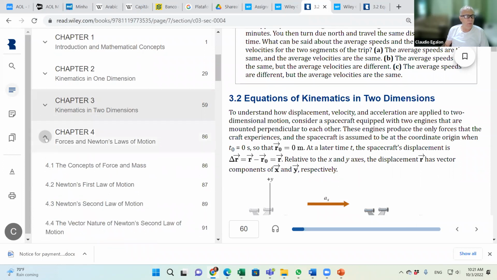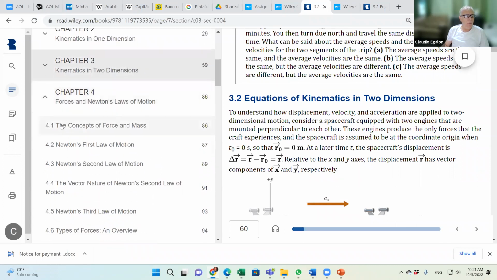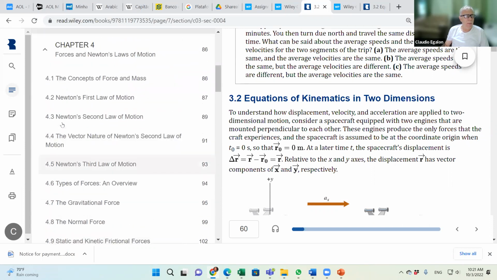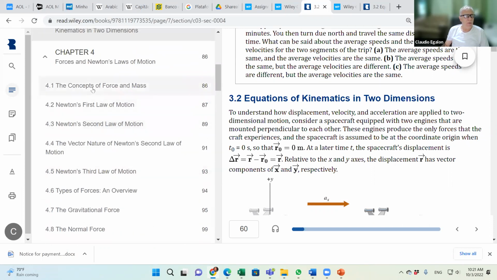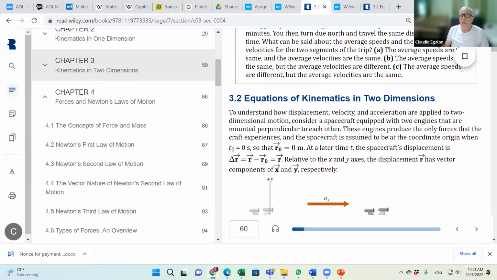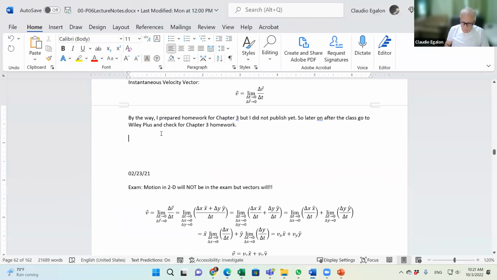So what I want to do now is to talk about chapter 4, start with chapter 4. Okay? Concept of force and mass, Newton's first law of motion, Newton's second law of motion, third law, and types of force. Let us start with chapter 4 now.